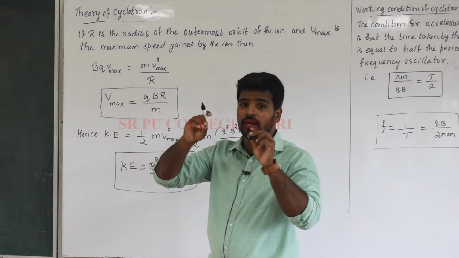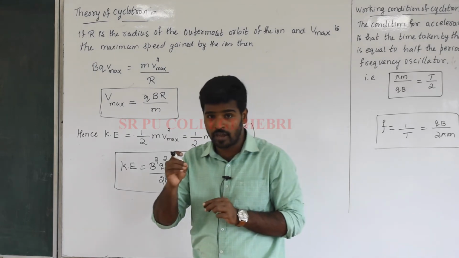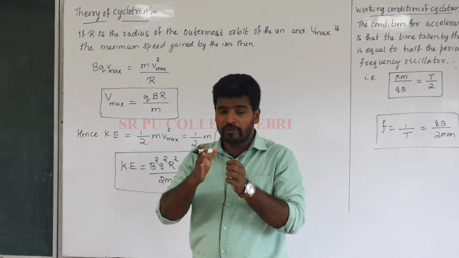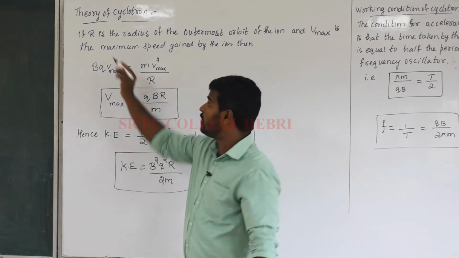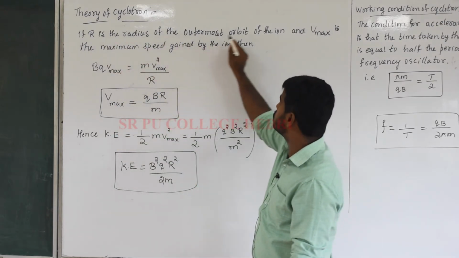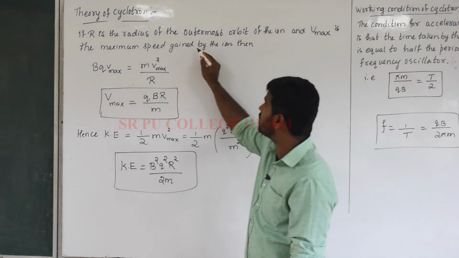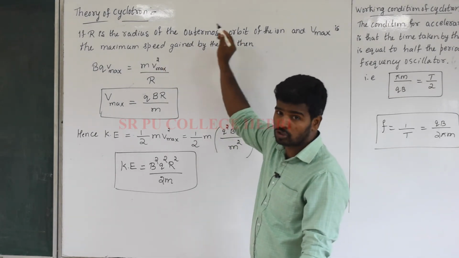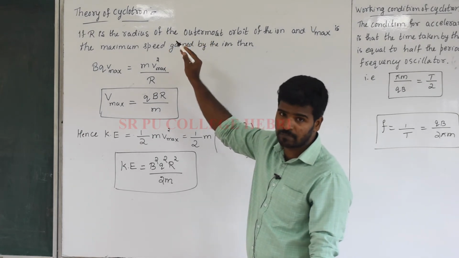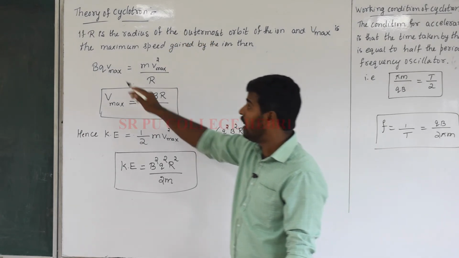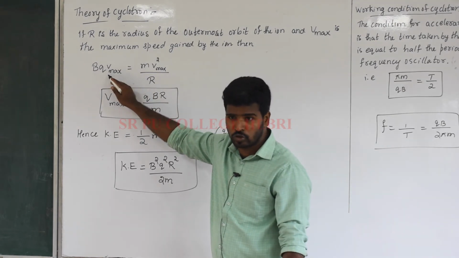Inside that, the electric field is equal to 0 and the potential is constant. But at the gap between them, the acceleration of the ions increases. Therefore, if R is the radius of the outermost orbit of the ion and Vmax is the maximum speed gained by the ion at the outermost orbit, then according to the force on a moving charge, F is equal to QVB.